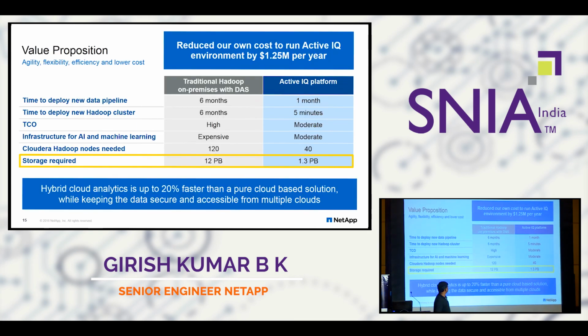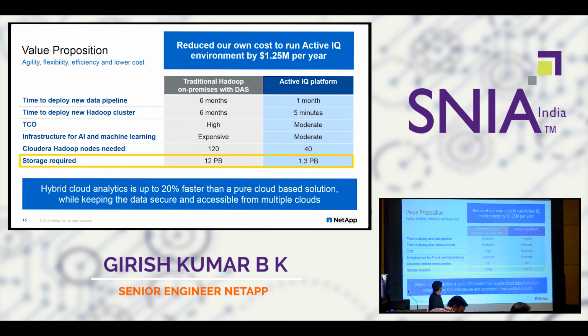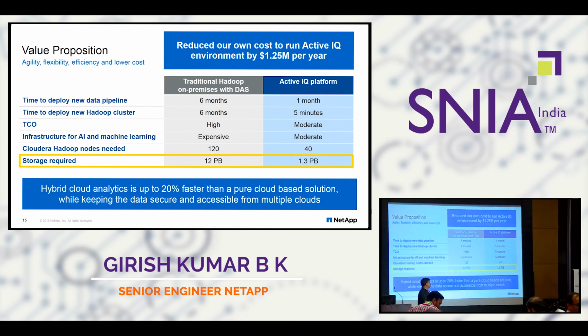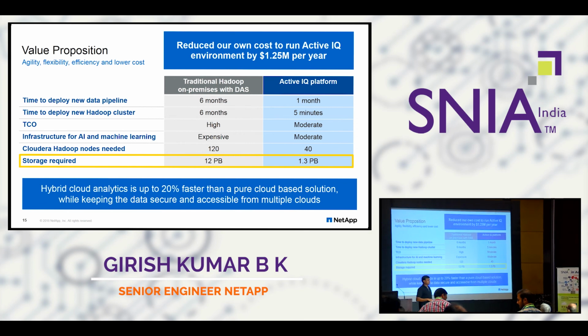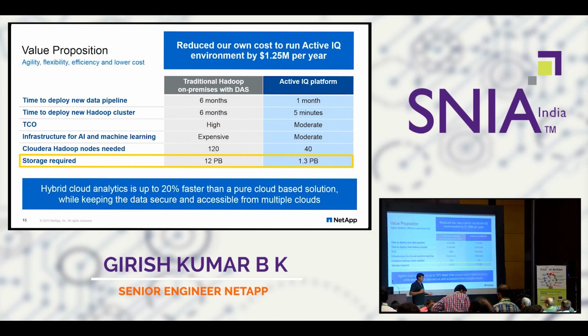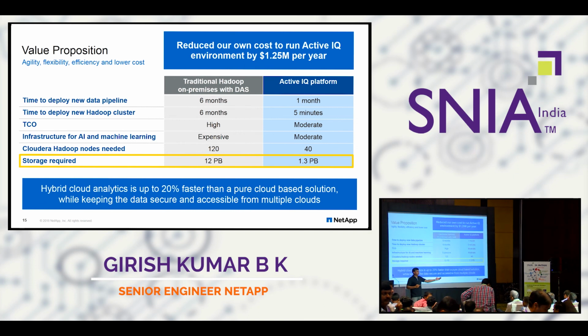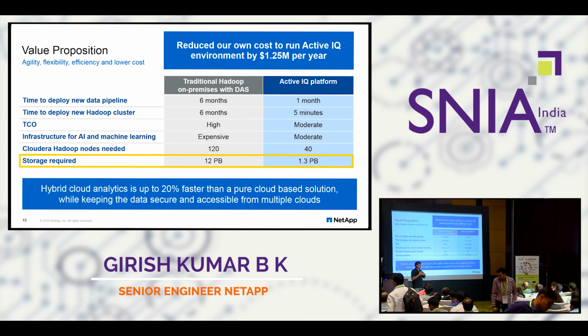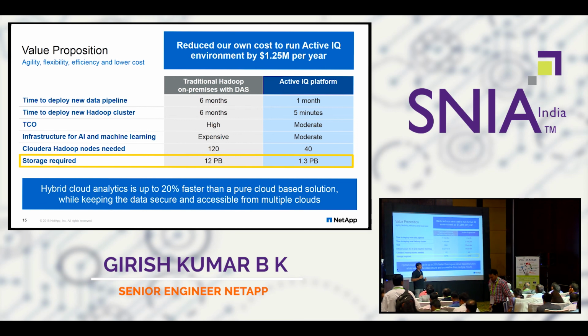Why did the storage required reduce from 12 to 1? I mean, what was the magic? Some of the analytics was done on-premises, so that reduces the data. Also, when you move the data to the cloud, there is some efficiency running behind the scenes. You reduce the data and send only the data that is unique. You don't send the redundant data.